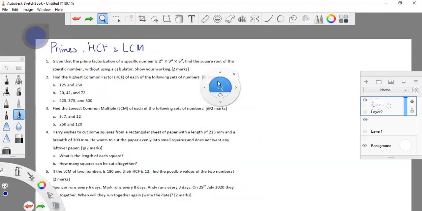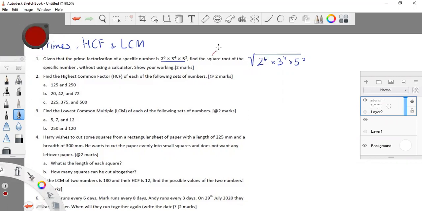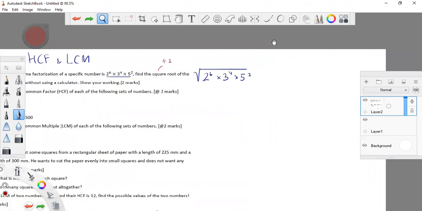Okay, so for number 1, given that the prime factorization of a specific number is this, we don't know the number, but we know how it is factorized. Find the square root. So the square root will be like this. You insert 2 power 6, 3 power 4 times 5 power 2, right? Then divide the power by 2. Remember, square root, so you divide the power by 2, not the number, not the 2 itself.